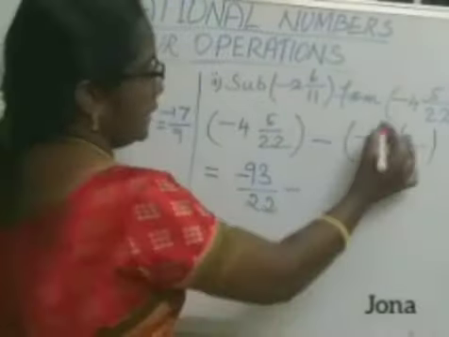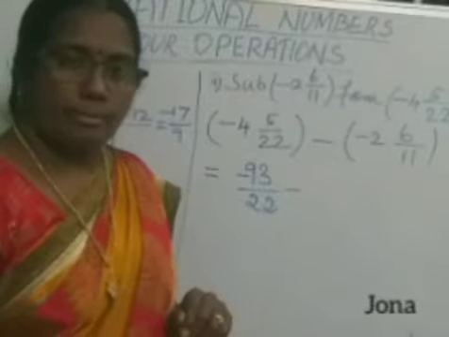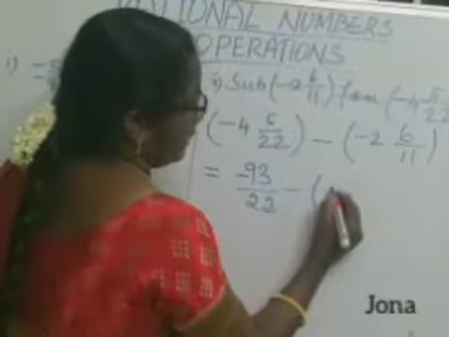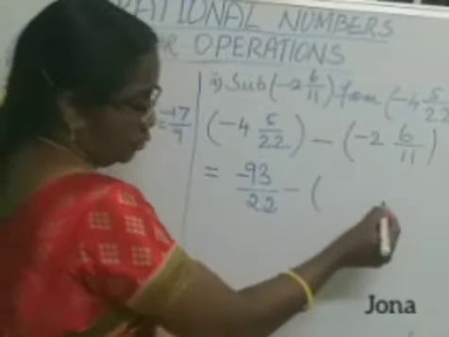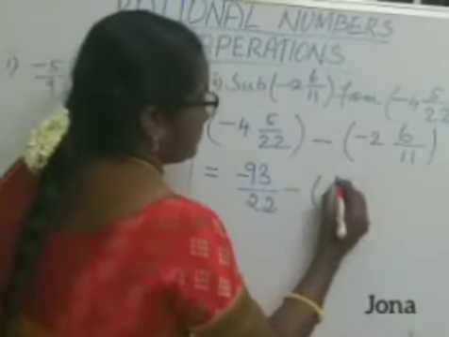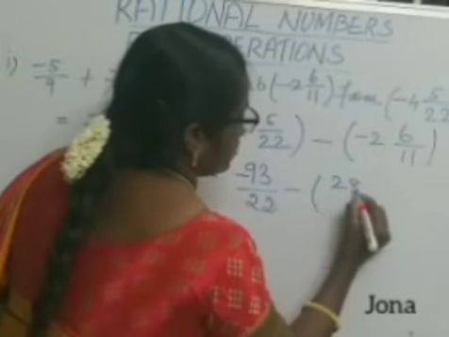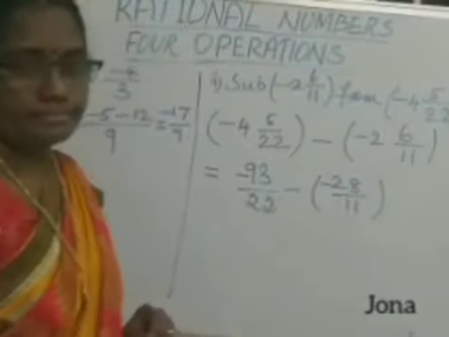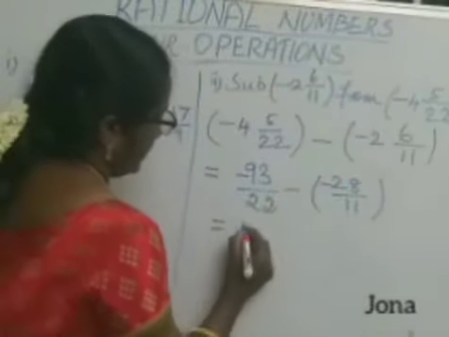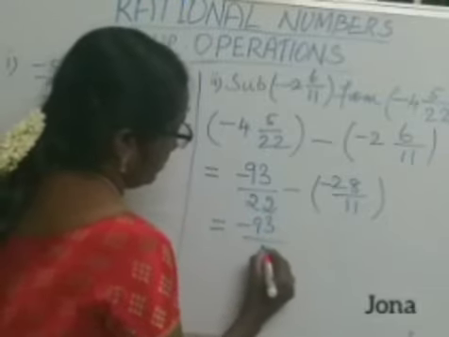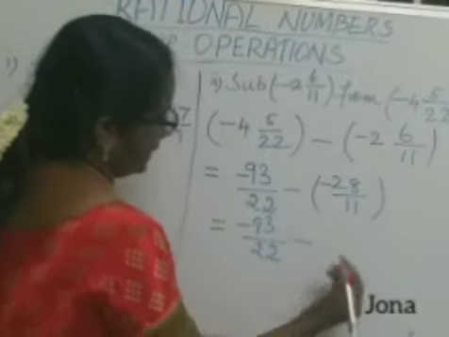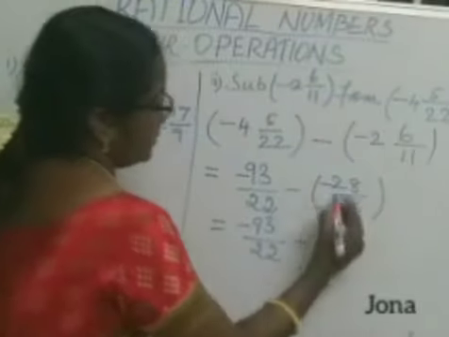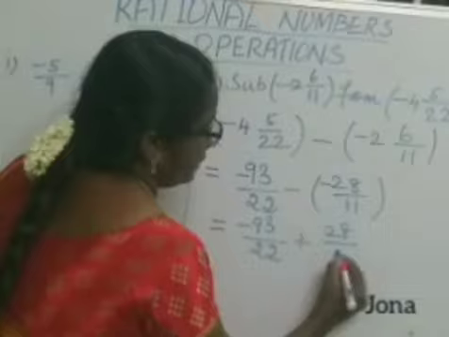Minus. Here I want to convert the mixed number into an improper fraction. So 2 into 11 is 22, 22 plus 6 is 28, so 28 by 11. Here I have a minus symbol, so put minus. Then keep the number as it is, by 22 minus. Here minus into minus will become plus, so plus 28 by 11.